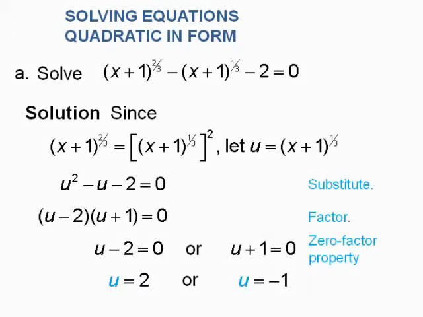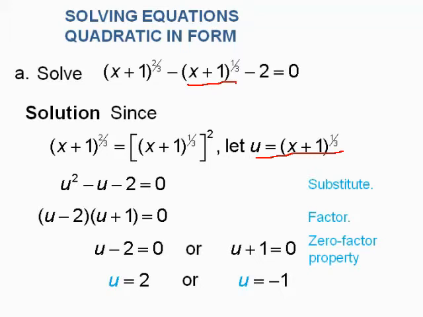Now back to the problem here. So what we're going to do, notice this problem's in descending order, is let u equal this middle term, (x plus 1) to the 1/3 power. Okay, so we're going to go ahead and let u be this whole middle creature. And when we do that, notice wherever we see an (x plus 1) to the 1/3 power, we're going to plug u in for it.